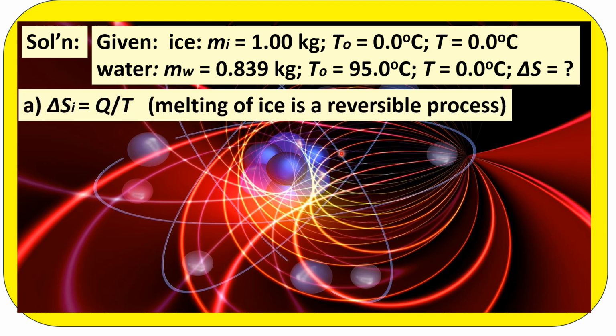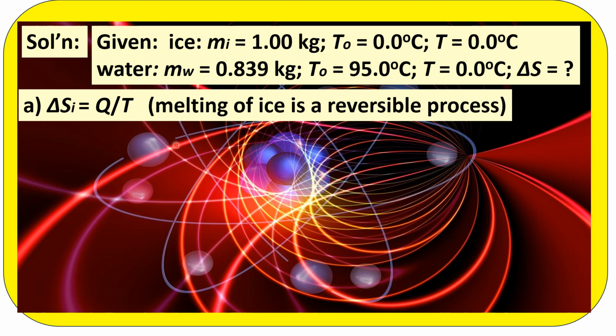Now, melting of ice is an example of a reversible process because even if there is an amount of heat being absorbed by ice, its temperature remains constant. And the formula for determining the change in entropy for any reversible process is simply delta S equal to the amount of heat Q divided by the absolute temperature T.